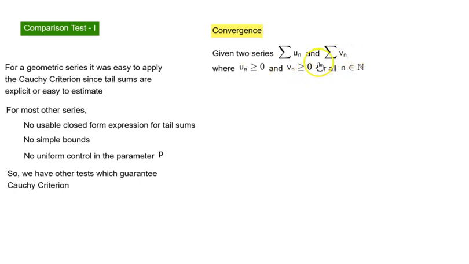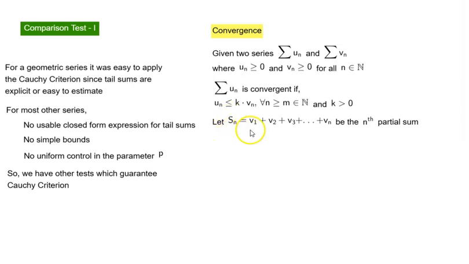Now, here we know the convergence of v sub n. We have to figure out the convergence of u sub n. So, the series u sub n is convergent if u sub n is less than or equal to k times v sub n for all n greater than or equal to m in natural numbers, and k is greater than 0. So let s sub n equal to v1 plus v2 plus v3 and so on up to v sub n be the nth partial sum of the series v sub n.